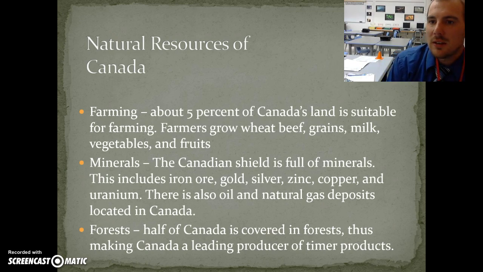One of the reasons that Canada is a really popular place to go, and where a lot of nature lovers love it, is because half of it is made up of forests. Obviously, with forests, there can be a lot of timber products from cutting down those trees, but a lot of people also like to go and view these beautiful forests.